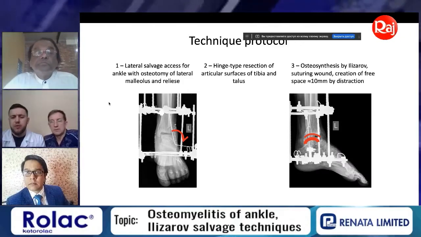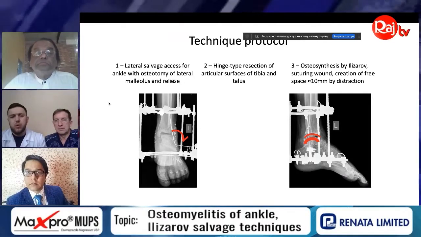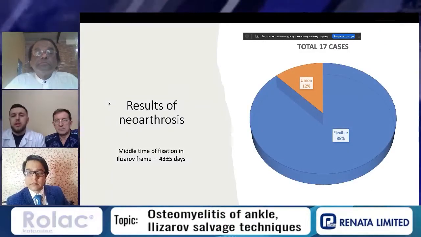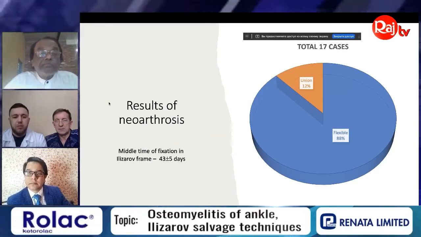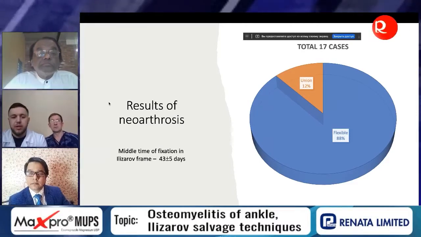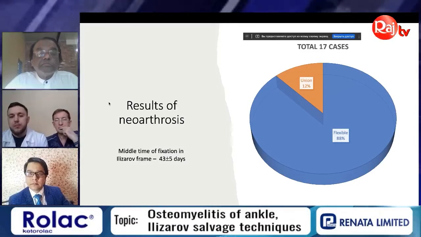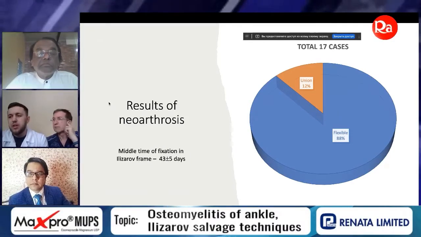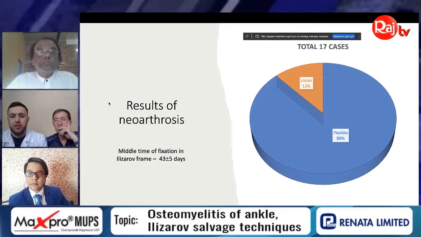And third, osteosynthesis by Ilizarov, suture of the wound, creation of a free space of 10 millimeters by distraction, and in our protocol the total time of fixation in the Ilizarov frame is only 1 month, not more. In total with neoarthrosis, we had 17 cases. The mean time of fixation in the Ilizarov frame was 43 days plus or minus 5 days. In 88% we had good function, a flexible ankle joint.